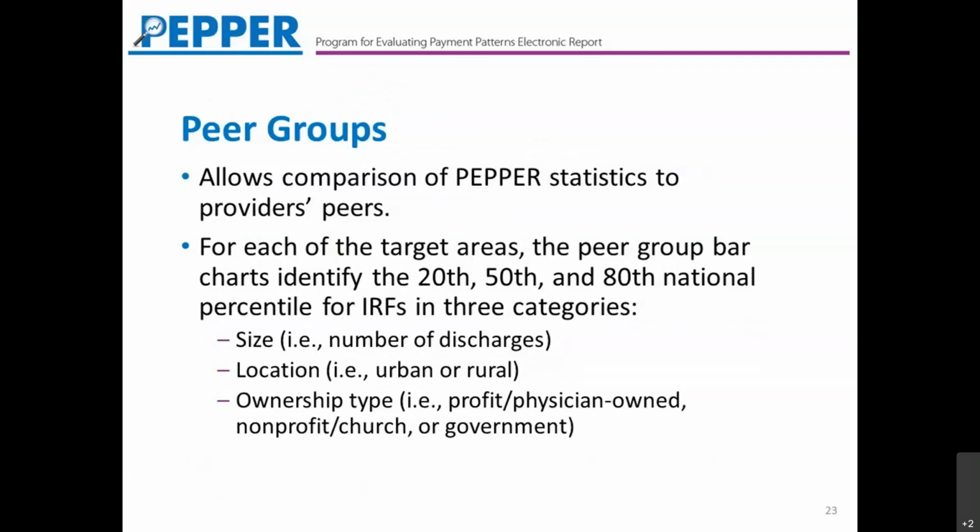We also have peer group bar charts, which are updated, again, on an annual basis. Some time ago, we did have providers who had asked us to make available a comparison that would be applicable to what they would consider their peer group. And so these peer group bar charts enable providers to look at that type of information. We have 3 different categories. We look at size, which is dictated by the number of discharges, location, which is either urban or rural, and ownership type, which would be for-profit or physician-owned, nonprofit or church-owned, or government.